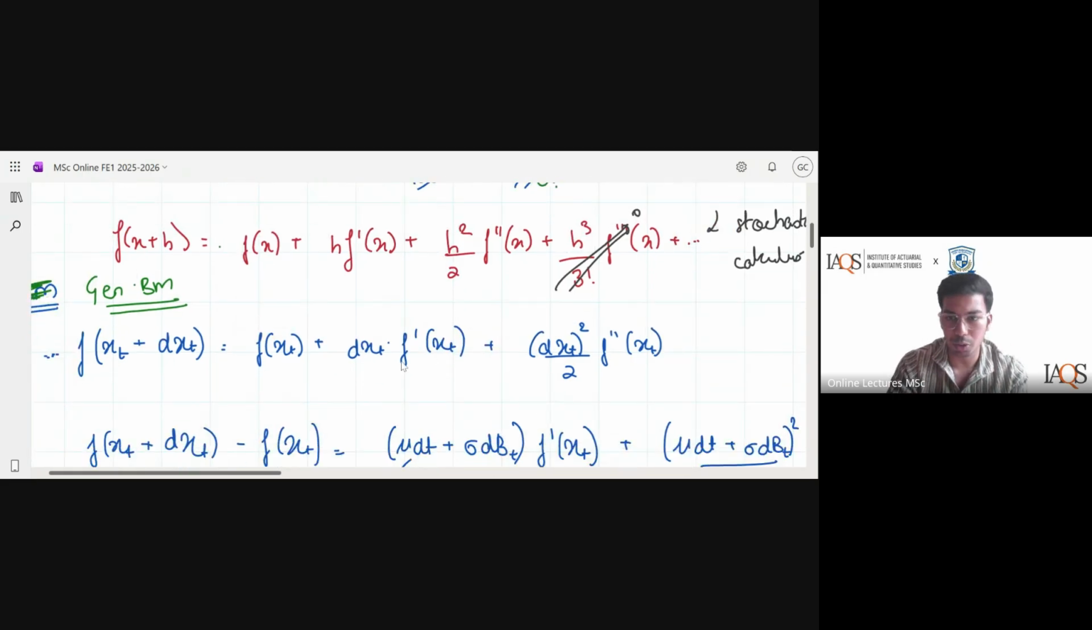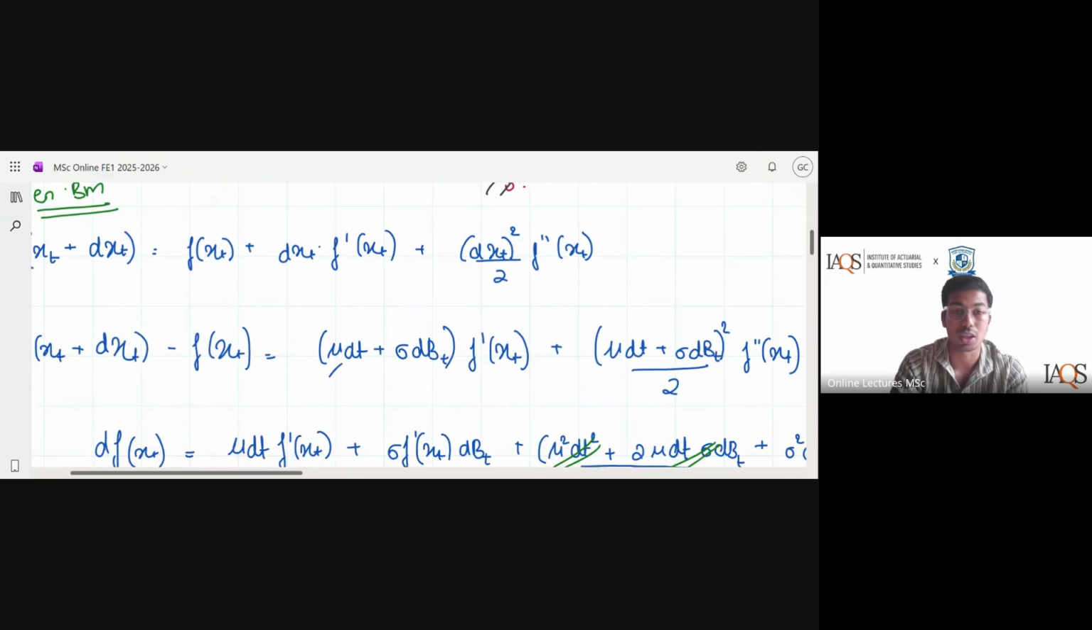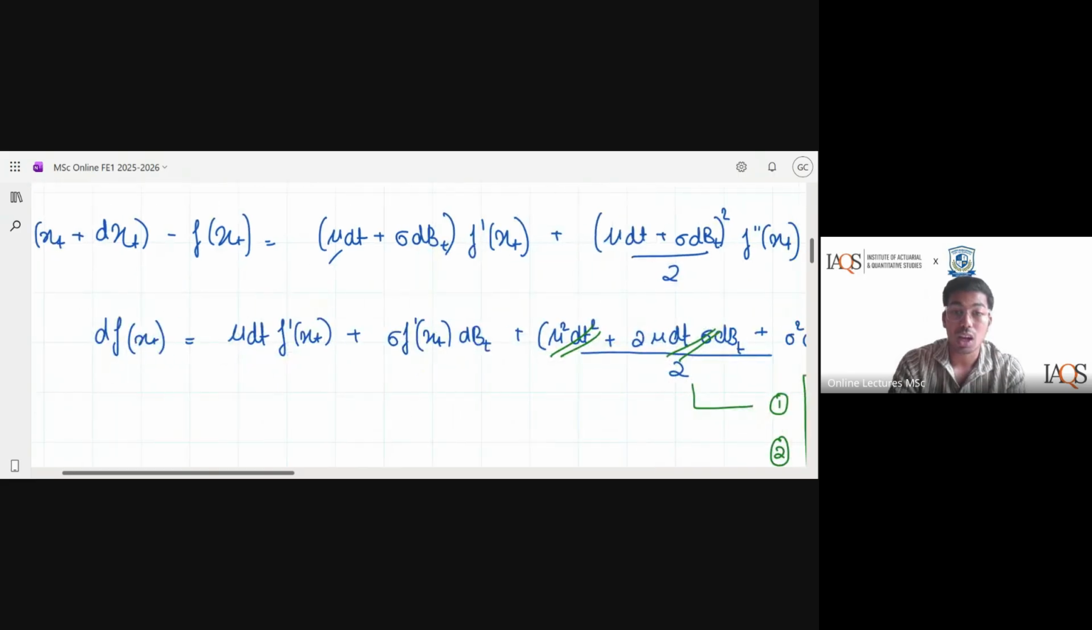I take my general Brownian motion as an example. So x will become my xt because that's what my process is. I add my small change dxt. So f of xt plus dxt is equal to f of xt plus the change, which is nothing but dxt, and my derivative of the general Brownian motion. I substitute in my equation. I write dxt as mu dt plus sigma dBt because I know that is what the SDE form of general Brownian motion is. I solve for it.